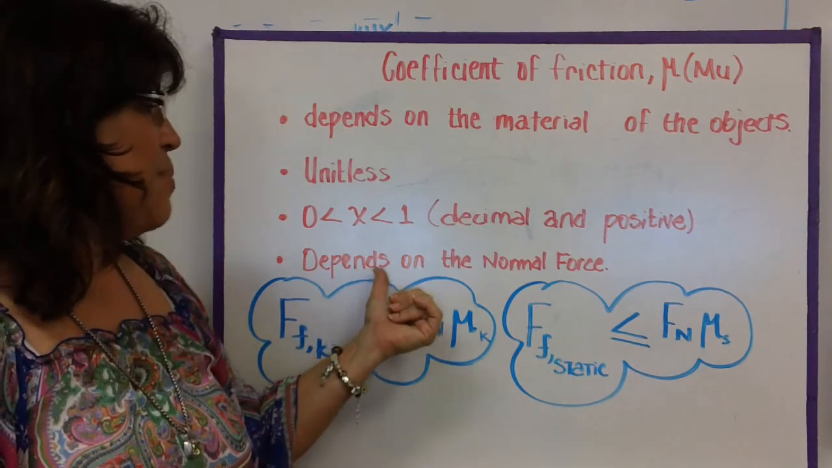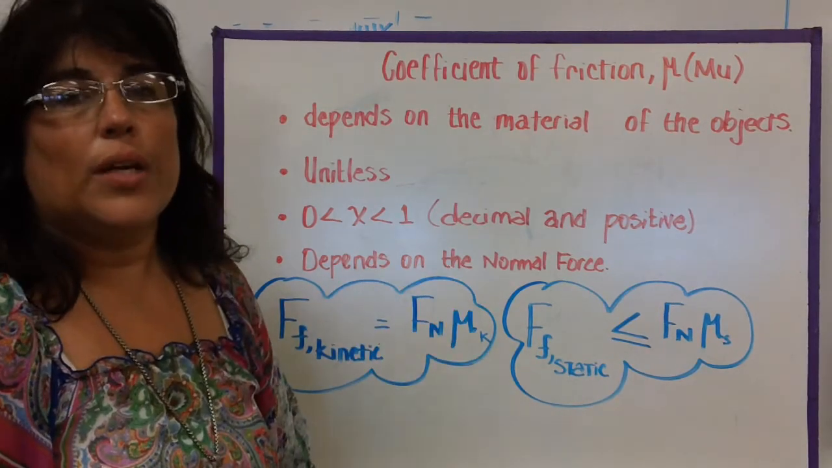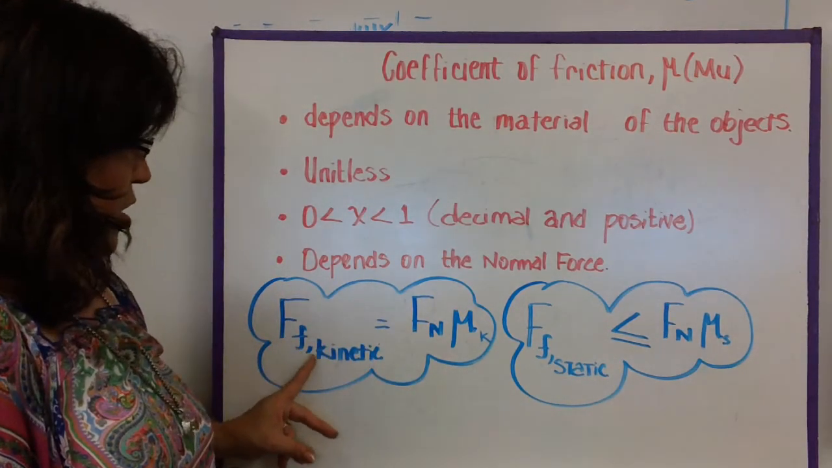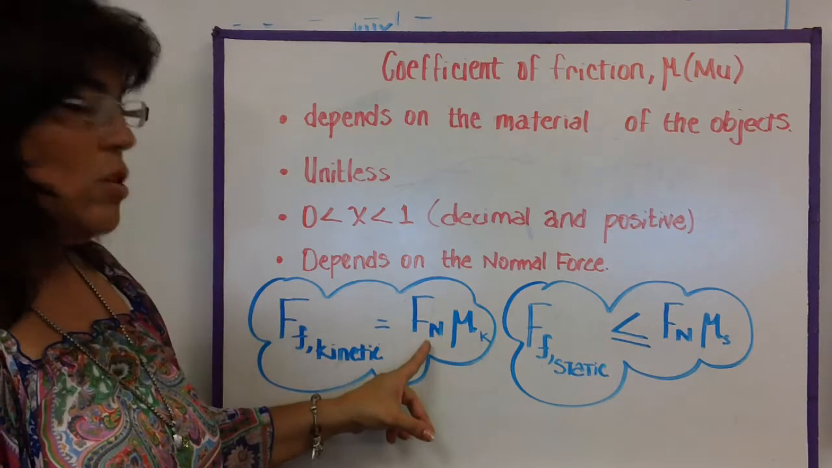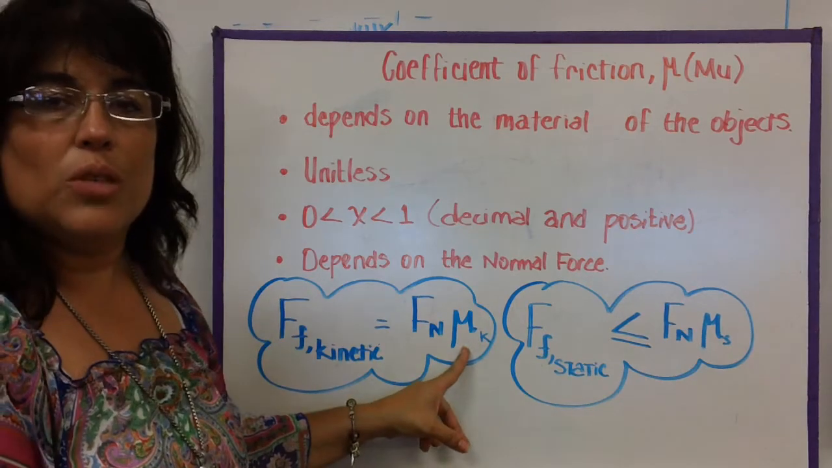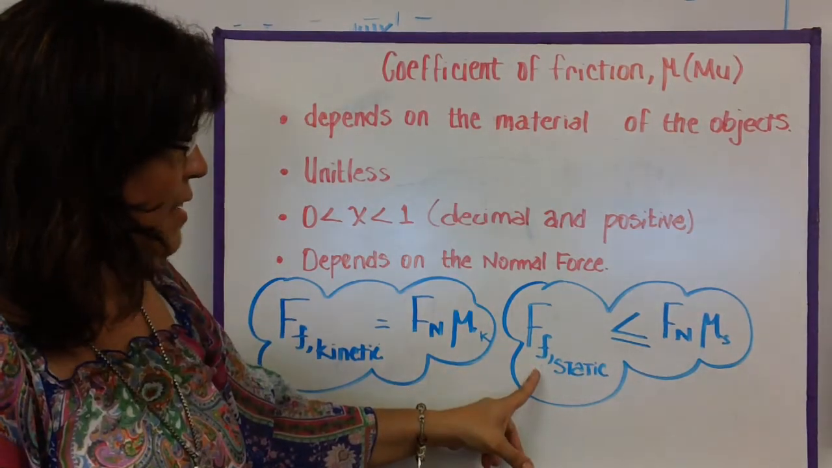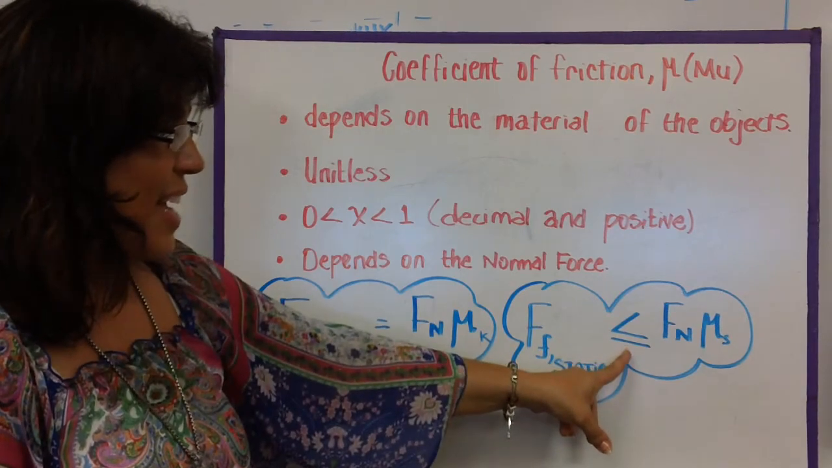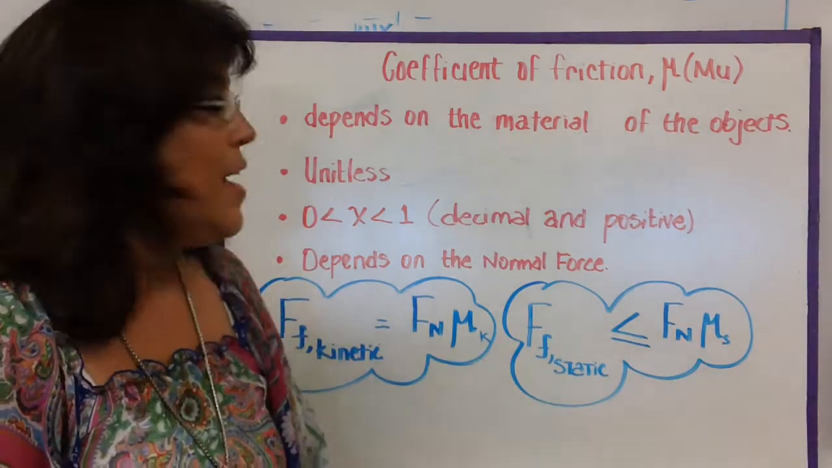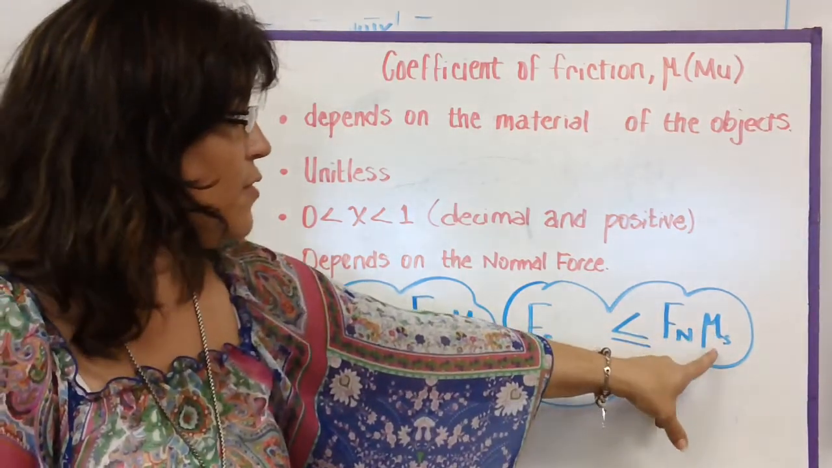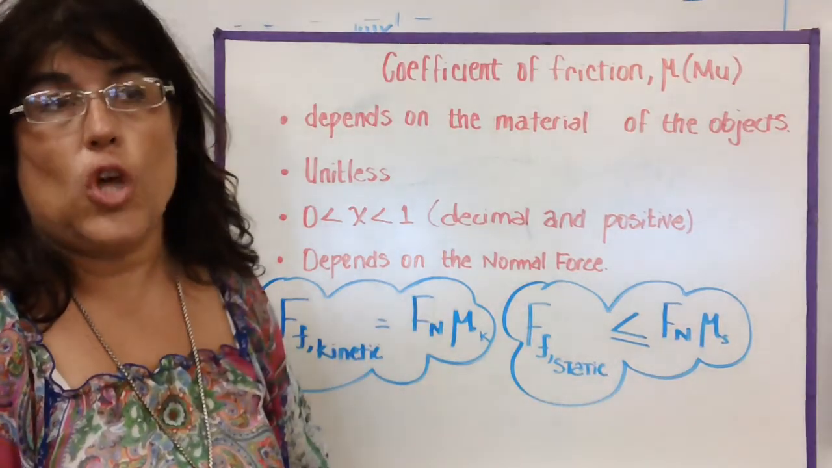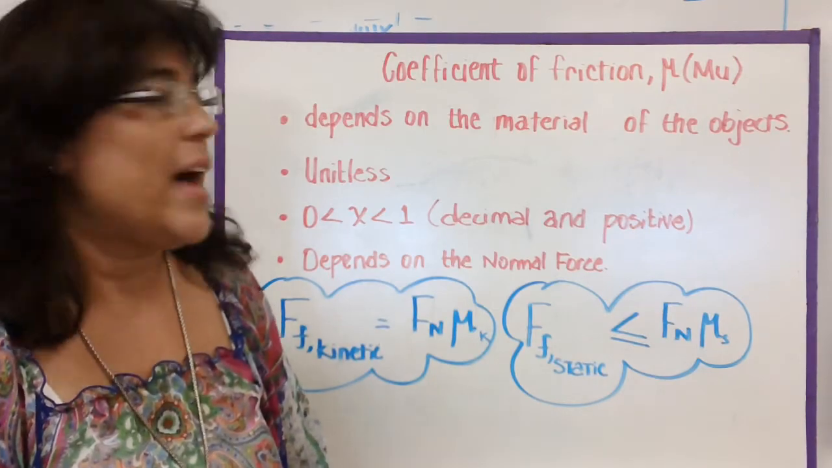The other thing is that it depends on the normal force, and we're going to get into that with the equations. The force of kinetic friction is equal to the normal force times the coefficient of kinetic friction, and I'll get into more detail in a couple slides. The static friction force is less than or equal to the normal force times the coefficient of static friction. The coefficients of friction are specific for static and for kinetic, and it will be specified in the problem what you're solving for or what value you're given.